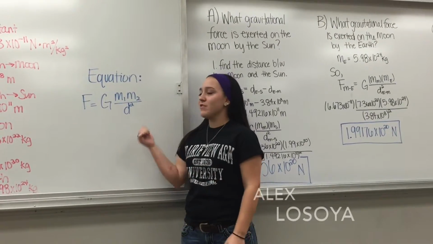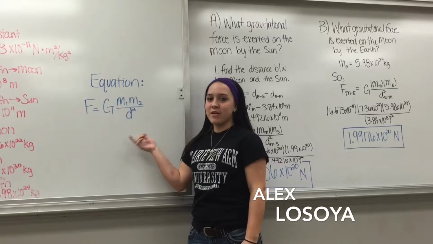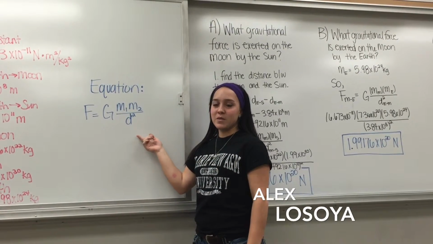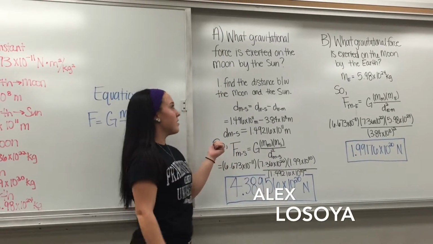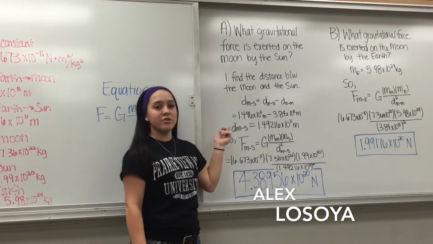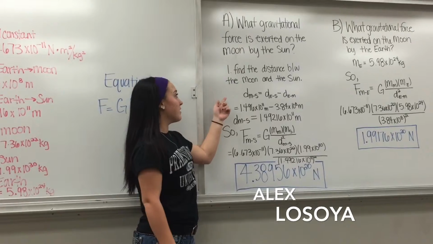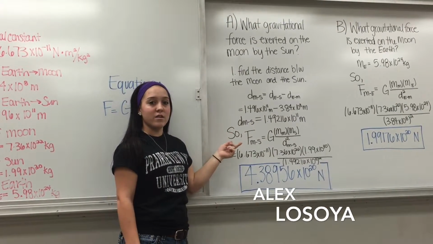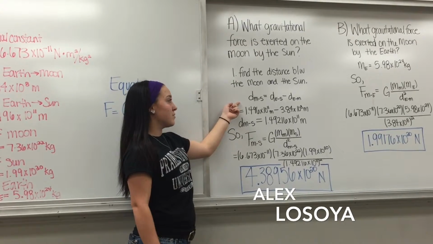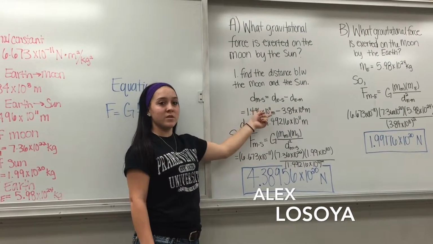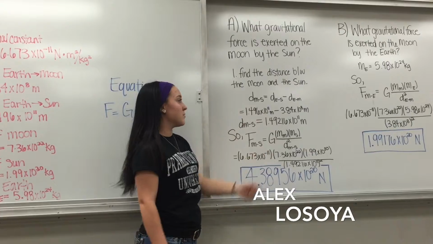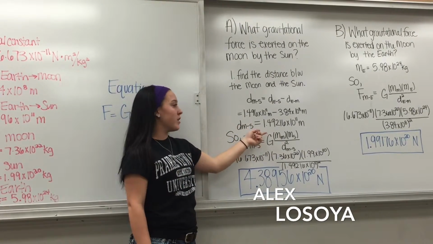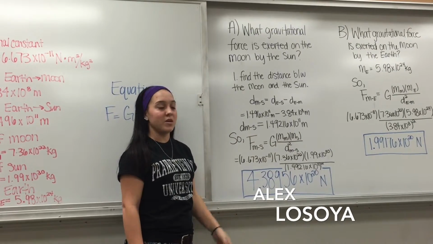The equation we use for our problem is force equals the gravitational constant, mass 1 times mass 2, divided by the distance between the masses squared. The first part asks, what is the gravitational force exerted on the moon by the sun? First, we have to find the distance between the moon and the sun. The distance between the moon and the sun equals the distance between the earth and the sun minus the distance between the earth and the moon, which gives us 1.49216 times 10 to the 11 meters.